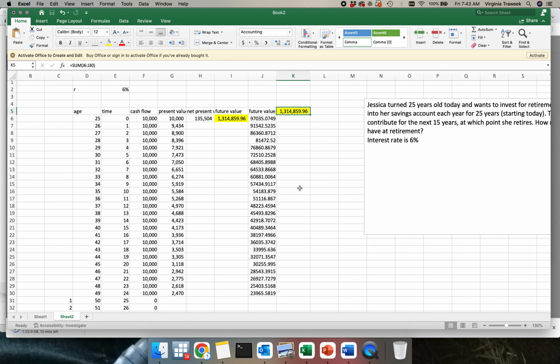So this is the quintessential retirement problem. It's not really a problem, but everybody does these in these classes, and I've showed you that you can do it both as a present value by discounting it back to the current day and then inflating it to the future, or you can inflate the cash flows to the future and get the same answer.